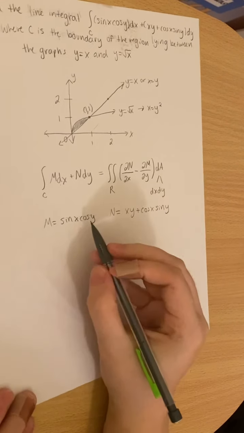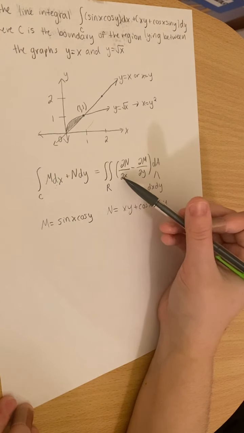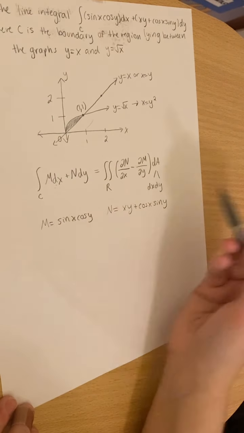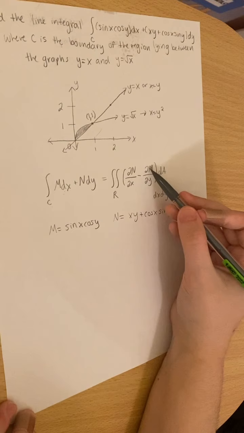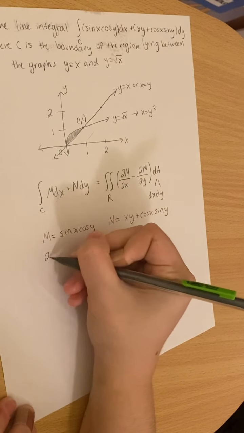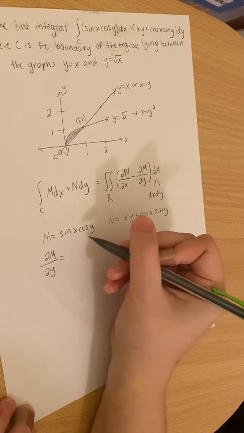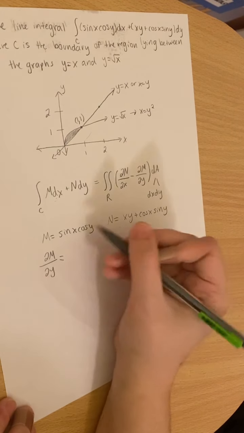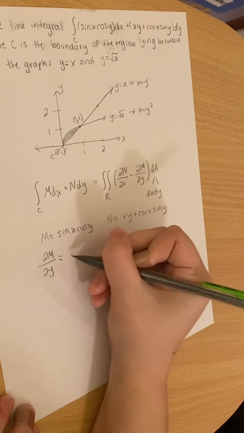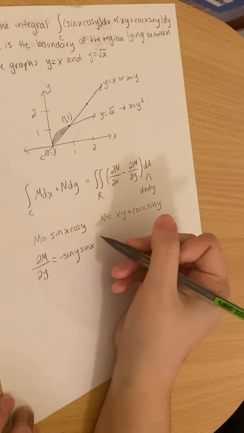All right, now we have our m and our n, and now in order to find our double integral, we have to find the partial derivatives. So first I'm going to find, because I've written it down first over here, the partial derivative of m with respect to y. All right, and for those who might have forgotten, it's with respect to y, so the derivative of cosine is negative sine, so it's just going to be negative sine y, and we of course ignore the x there, so we just keep the sine x.